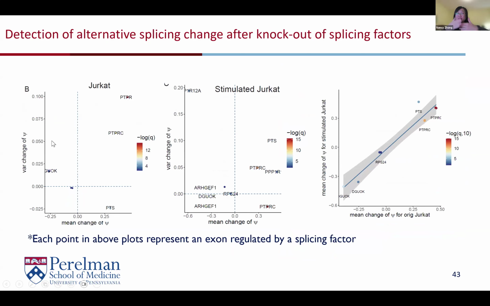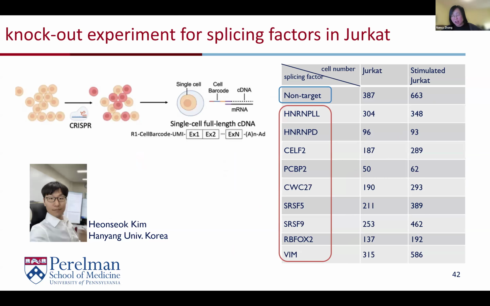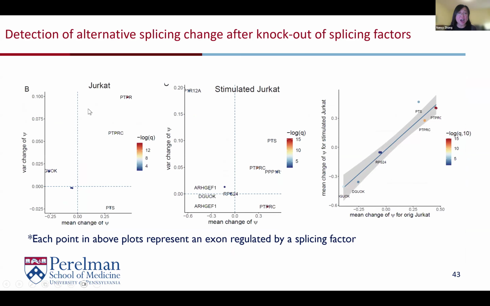because another thing is, because this is full transcriptome sequencing, we're testing across all the genes. So you have to control for multiple testing, right? So after all that multiple testing FDR correction, we got this many genes that were differentially spliced with the CRISPR knockout of one of those factors in the Jurkat experiment, in the original cell line, as well as the stimulated cell line.